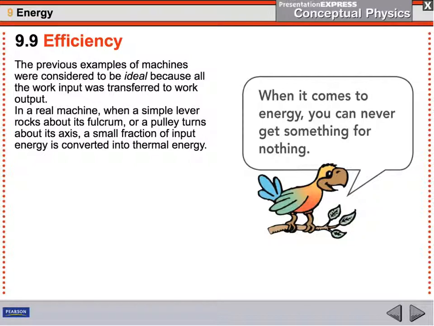The previous examples of machines, we really haven't talked about machines, but I'm going to show you some stuff in class about machines, are considered to be ideal because the work input was transferred to work output. So whatever work you put in the machine would come out of the machine, so they were equal. In a real machine, when a simple lever rocks about its fulcrum or a pulley turns about its axis, a small fraction of input energy is converted into thermal energy. So you lose energy as heat. You're not very efficient, is what it's saying.